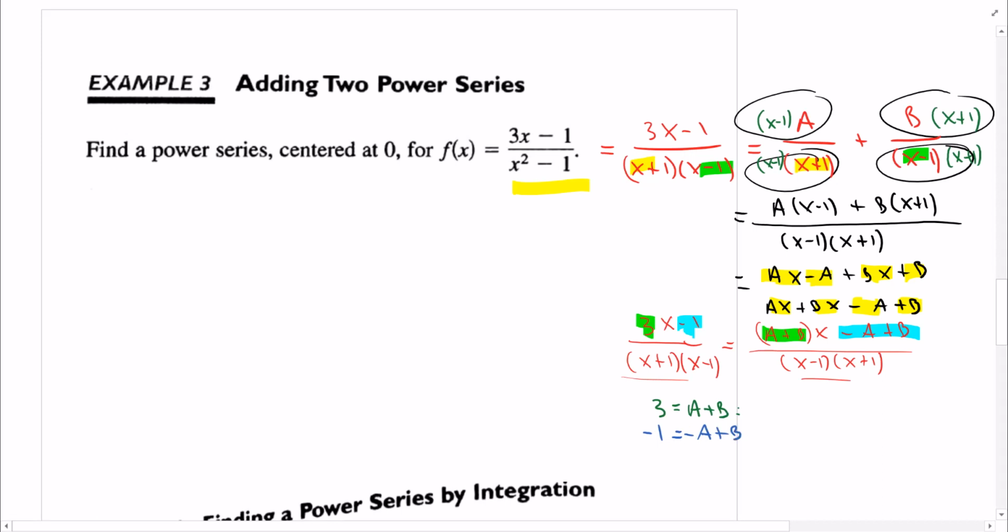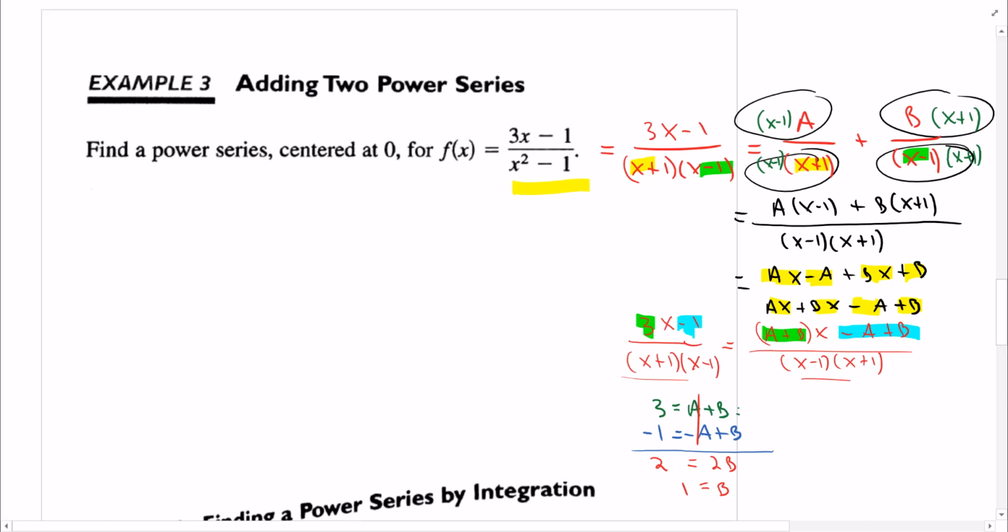And this is a system of equations, which in this case is really nice. You can solve using elimination. You just add straight down. Those are going to cancel. We're going to get 2b, and we have 2 equals 2b. We divide both sides by 2, and we get b equals 1.